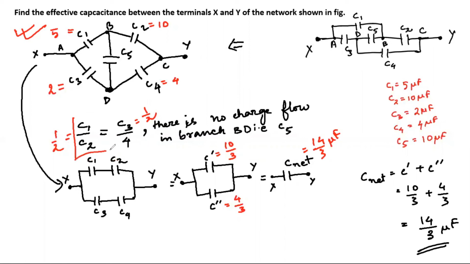So if these ratios are equal, then only we will be able to apply the next step. There is nothing but these two capacitors, they will be in series, and then again they will be parallel to this C3 and C4, and finally we will be able to find out our net capacitance.